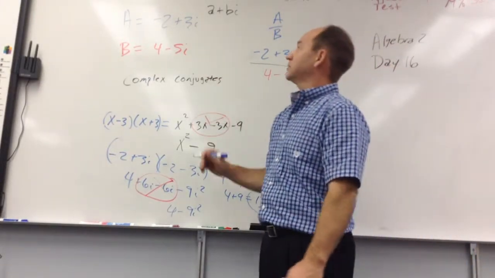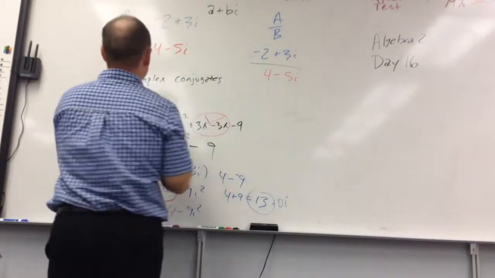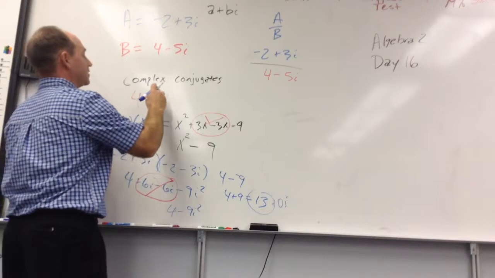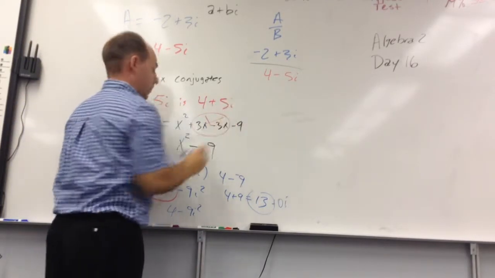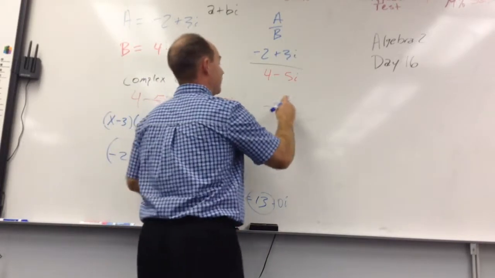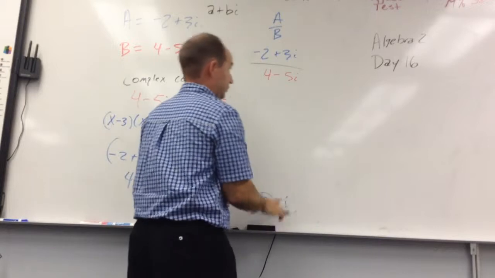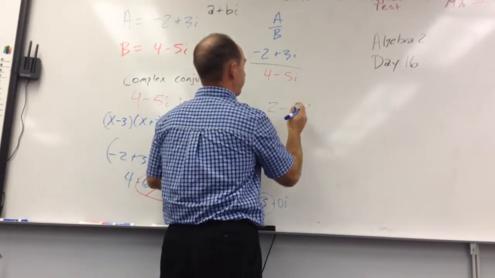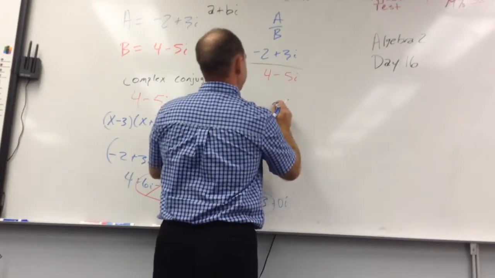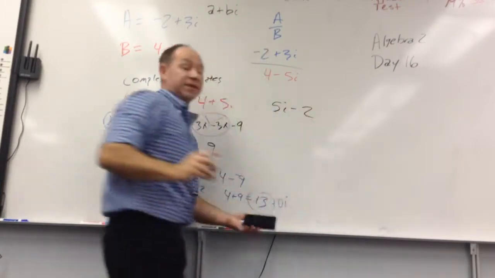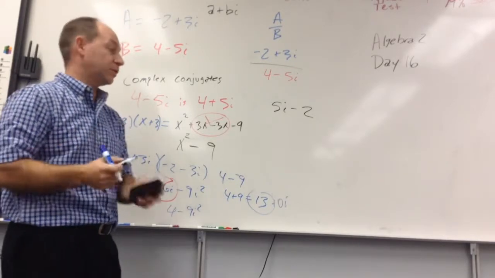So the complex conjugate, we already saw that, of negative 2 plus 3i is negative 2 minus 3i. The complex conjugate of 4 minus 5i is 4 plus 5i. What's the complex conjugate of negative 3 plus 2, oh, excuse me, I don't want to do that. I'm not really thinking here. 5i minus 2, that's what I wanted. What's the complex conjugate of 5i minus 2? Drum roll. See who can get it right.